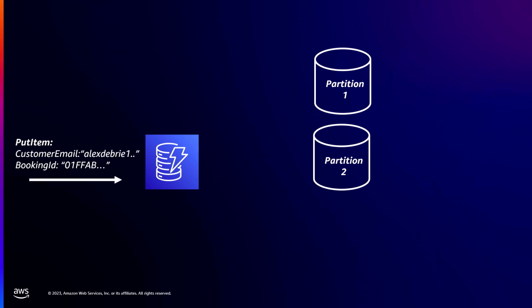Now, when I want to write a record to DynamoDB, I do a put item. I specify the attributes, including that primary key. Now, that DynamoDB front end, what it's going to do is look at that partition key. It's going to hash that value and figure out to which partition that item belongs. So in this case, it hashes that value and figures out it belongs to partition 1.